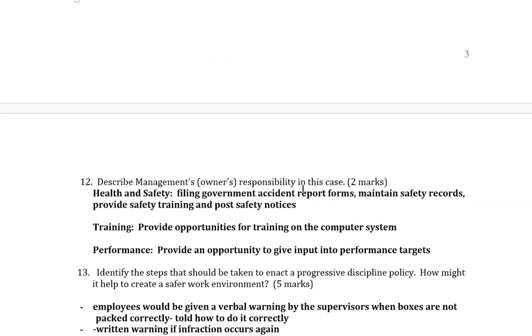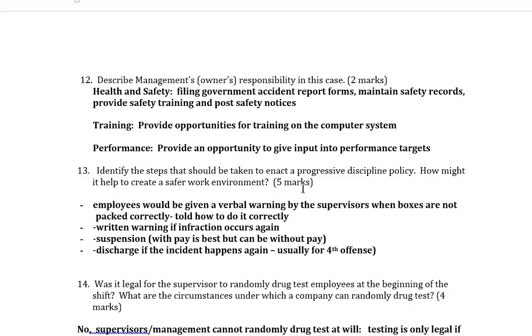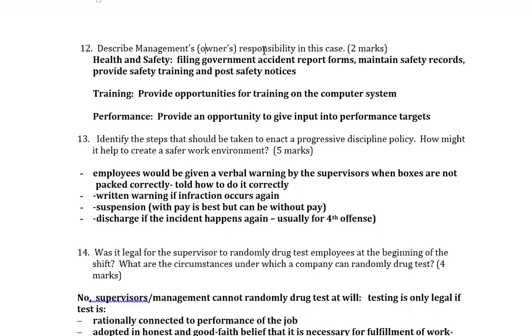Now, this next question asks you to describe management's or the owner's responsibility in the case. First of all, management, or the owner in this case, has a duty under health and safety to make sure they file government accident reports, to maintain safety records, and to provide safety training and post safety notices.